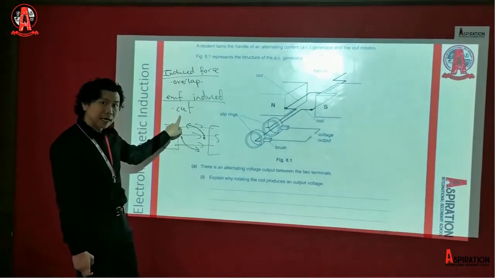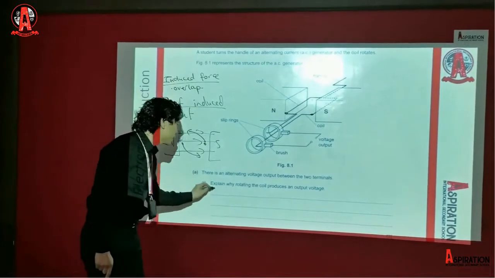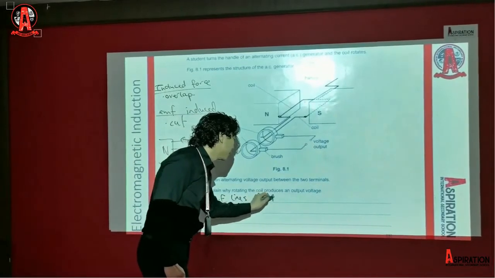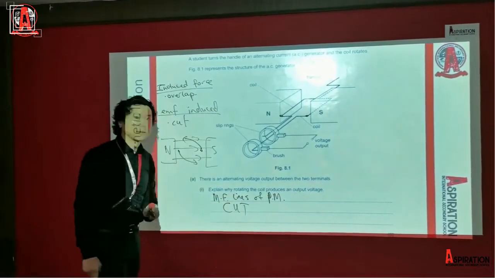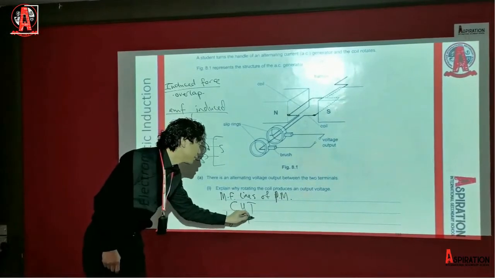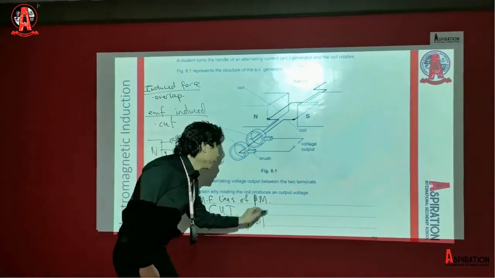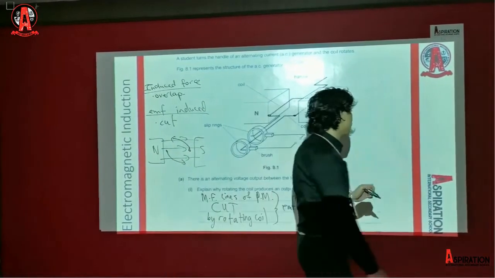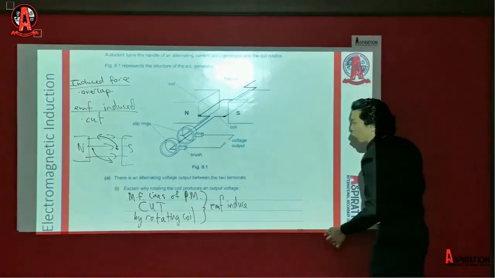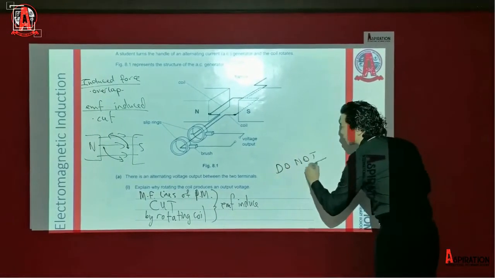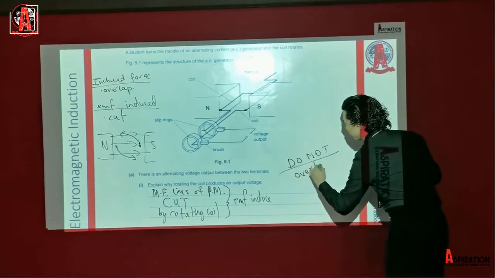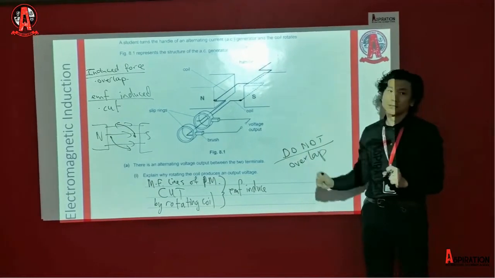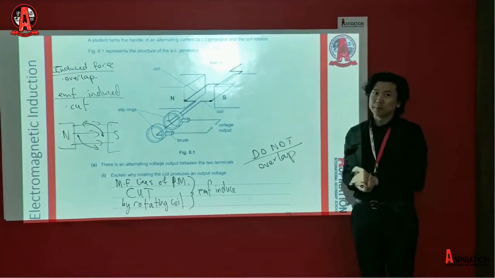Well, remember the keyword is cut. Magnetic field lines are being cut. So we say that the magnetic field lines of the permanent magnet are being cut by the rotating coil, and this causes EMF induced. Now very often I see students answering this question using the word overlap, and very often the students use the word cut in the induced force question. Now this is totally different. Do not be confused.